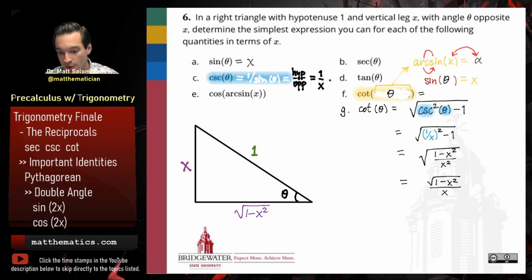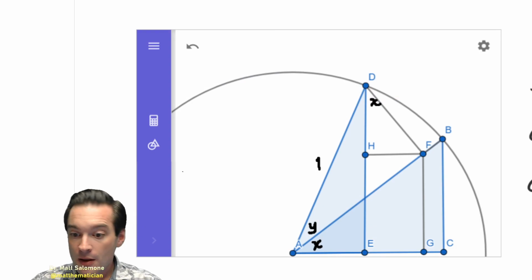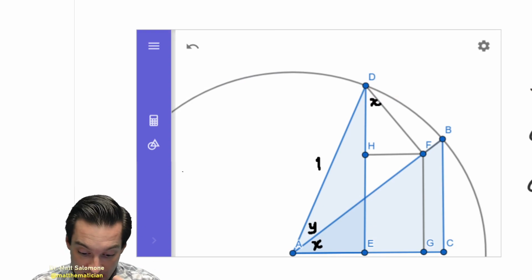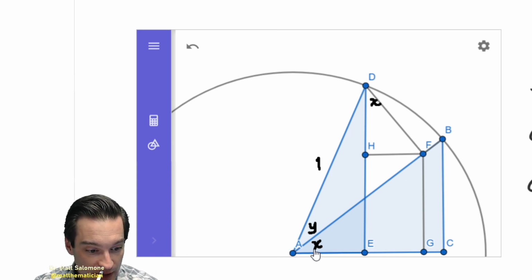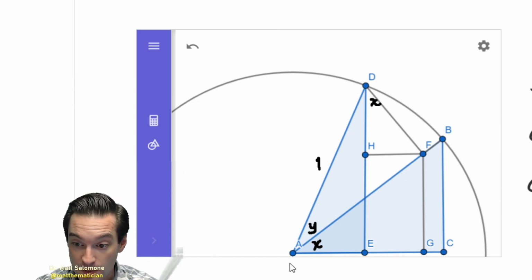Great. So let me give you a tour. Here I have a diagram, and it has a lot of different things going on. The first thing that I did is I drew a right triangle inside of my unit circle. So this is my unit circle. It's got a radius of 1.